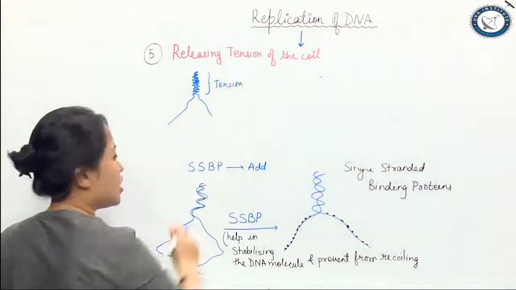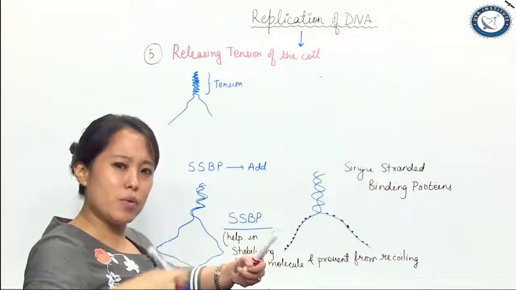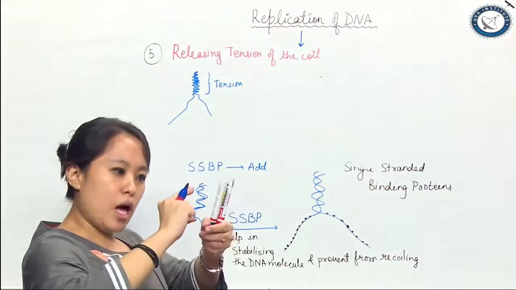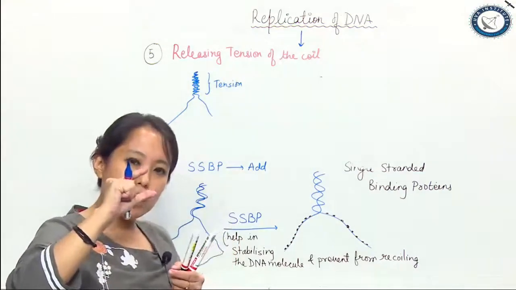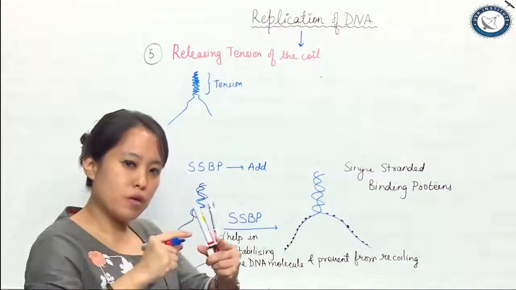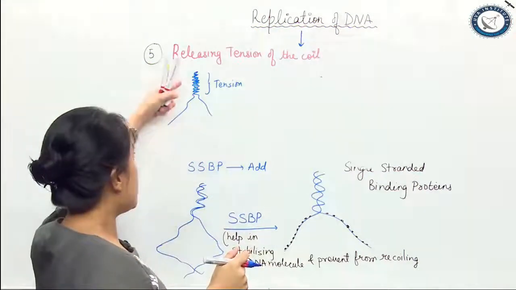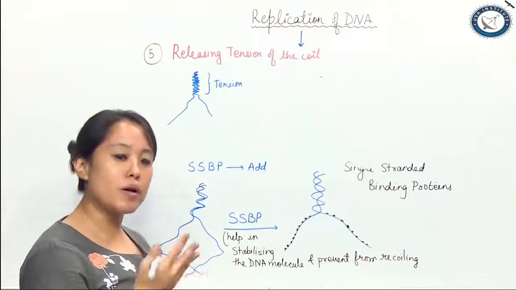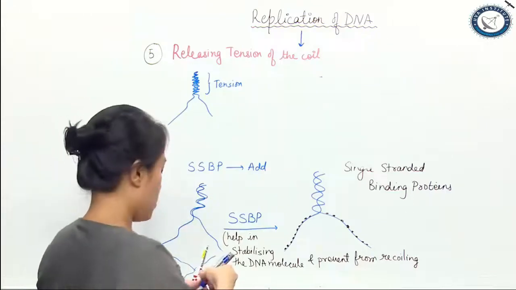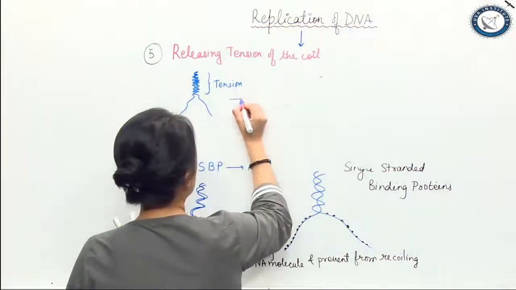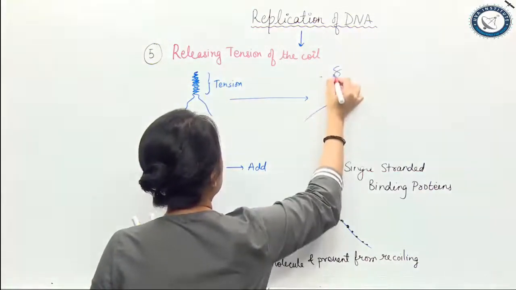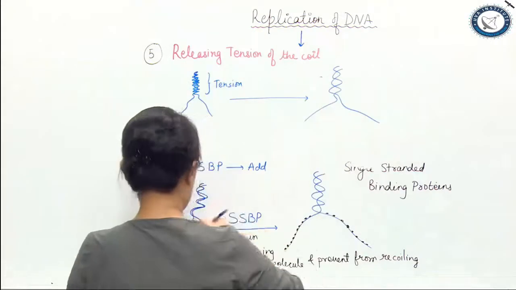What is tension? That means in order to open it up with the help of helicase enzyme, in the above region, what is happening? They are collecting at one point of place. If you can see, they have collected here. Now I need to release the tension for the proper replication to take place. So in order to do that, I want the DNA strand to be back like this.